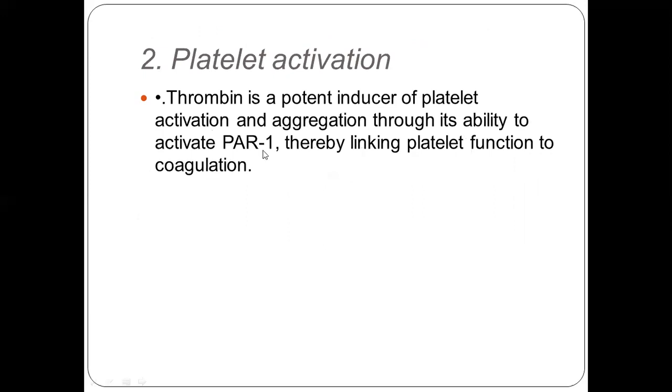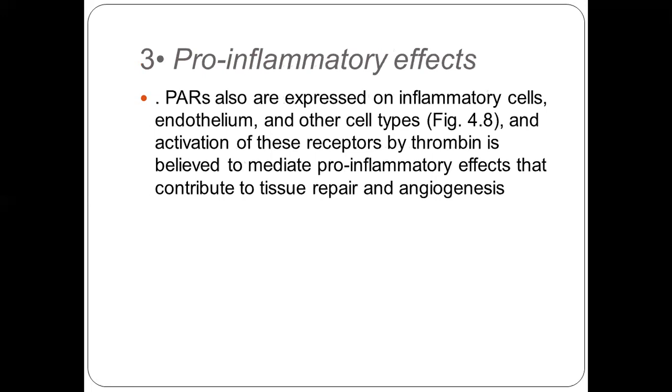We have discussed this in a previous video. What is the full form of PAR? Protease activated receptor 1. It is a G protein coupled receptor, and thrombin is a potent inducer of platelet activation and aggregation. Remember. Third, pro-inflammatory effects. PARs are also expressed on inflammatory cells, endothelium and other cell types, and activation of these receptors by thrombin is believed to mediate pro-inflammatory effects that contribute to tissue repair and angiogenesis.